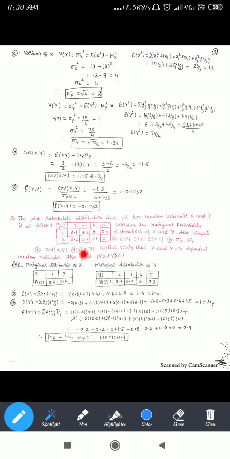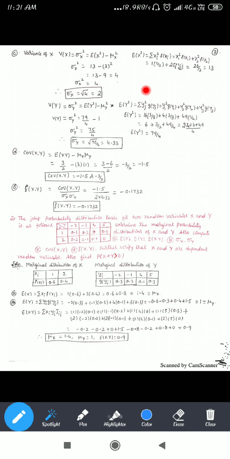Same thing for minus 2: 0.1 plus 0.3 plus 0.2 you'll get 0.3. 0.2 plus 0.1 you'll get 0.3. 0 plus 0.1, 0.1. 0.3 plus 0, 0.3. Yes, this is the marginal distribution. That is over. Now also compute E of x and E of y. You know how to find E of x, E of y, and E of xy. Same thing, sigma x and sigma y, covariance and correlation, as you did in problem 1.